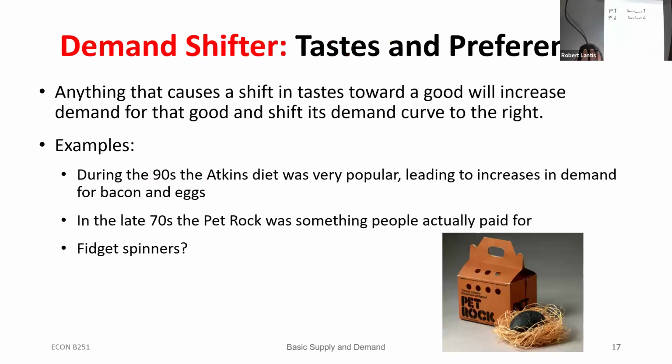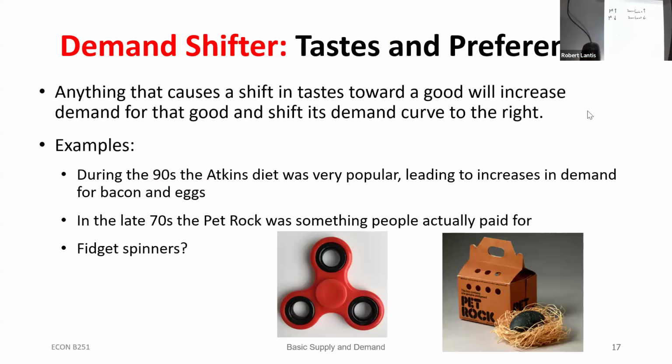Kind of my catch-all category here, and this is not going to be something that I necessarily give you questions on because it's just more to cover what we see in the real world. Yes, income, related good prices, price expectations, number of buyers, all those things are going to shift our demand curve. But there's also things that are just kind of unexpected, that things just become popular. So for example, pet rocks were a thing at one point, right? Why was anyone paying anything over a penny for a pet rock? It doesn't make any sense, but it was a fad.